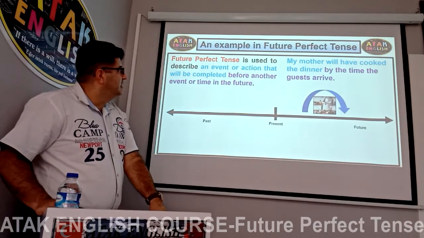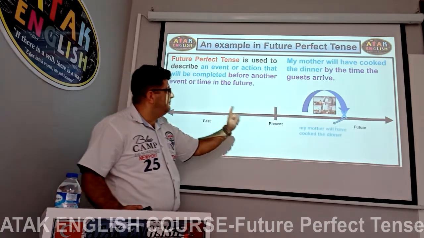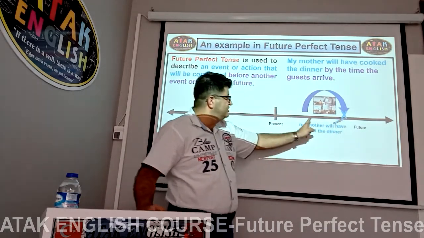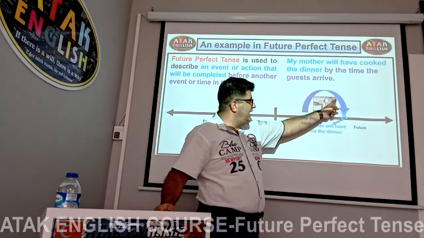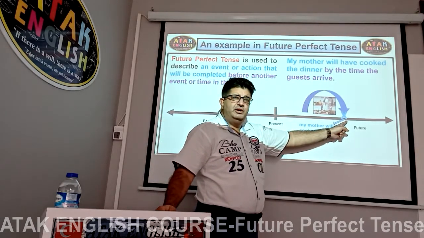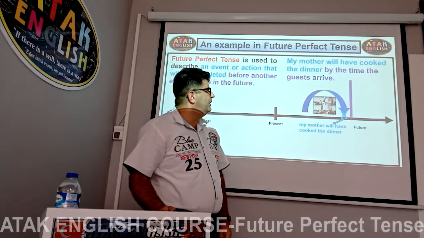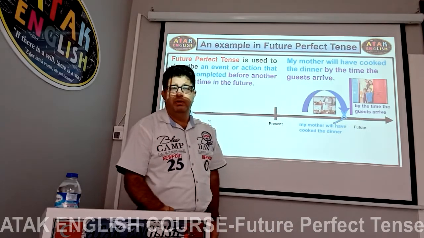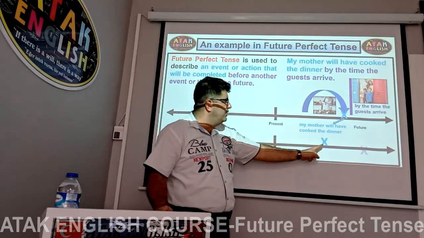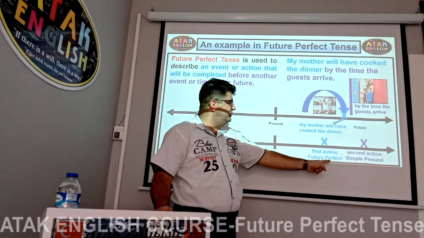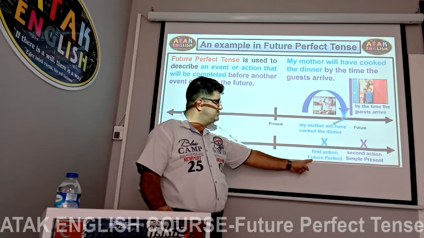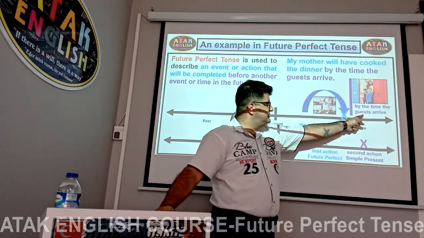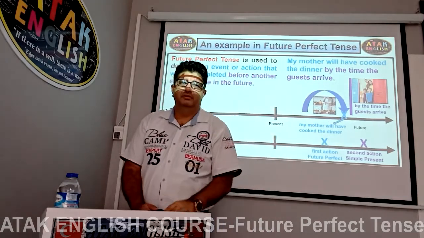Here it comes on the timeline diagram. My mother will have cooked the dinner. She starts cooking the dinner here and finishes cooking the dinner here. Will have cooked the dinner by the time the guests arrive. So basically, we have two actions in the future. The first action is used in future perfect, and the second action is used in simple present tense form.